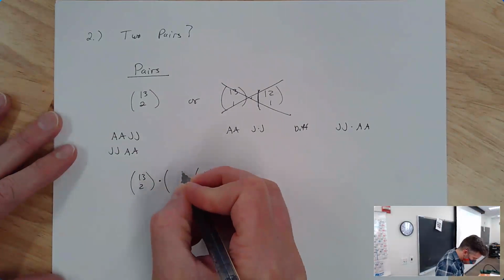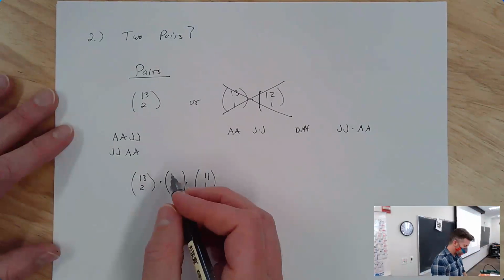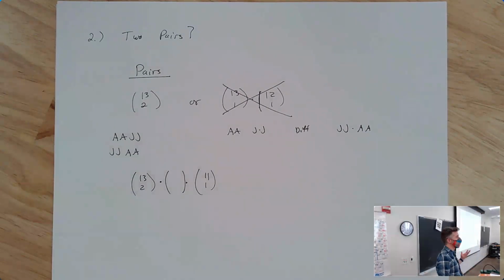All right, for each of my pairs, I didn't leave myself enough room. That's all right. For each of my pairs, how many ways are there of choosing 2 jacks?